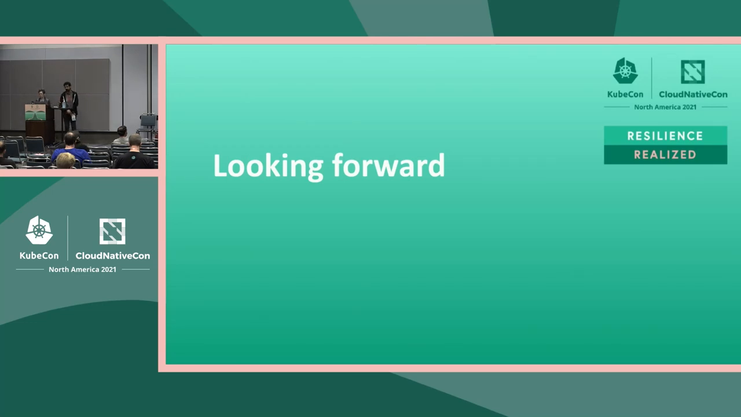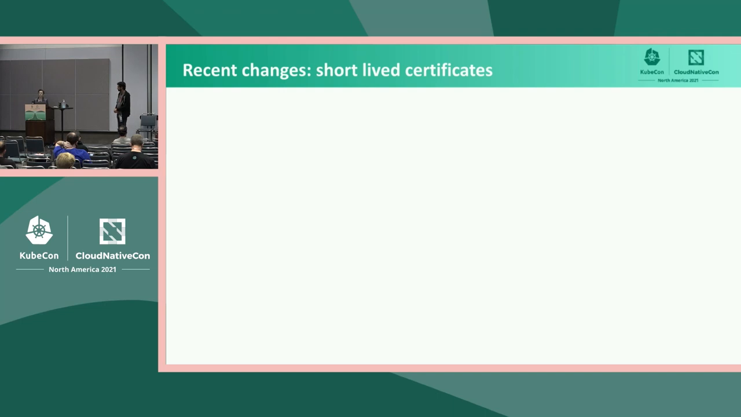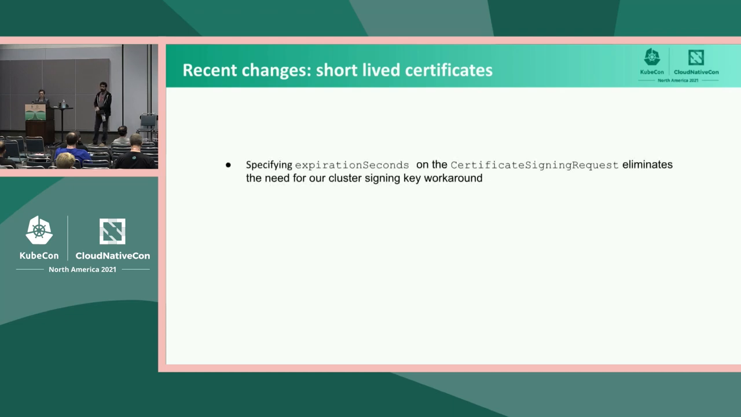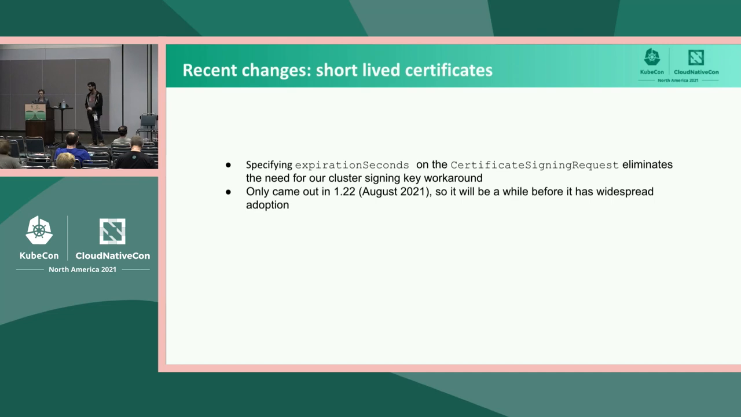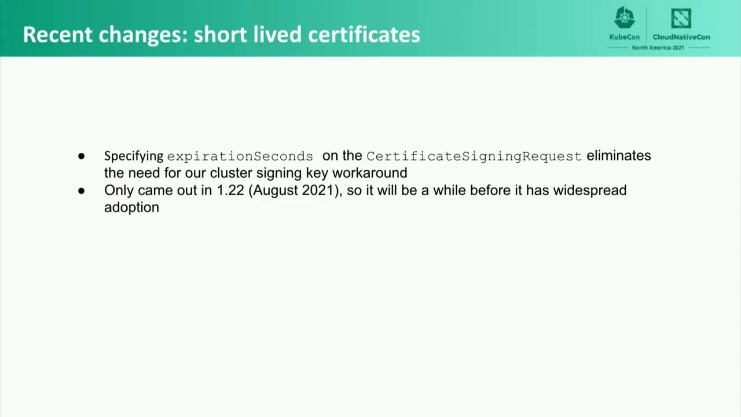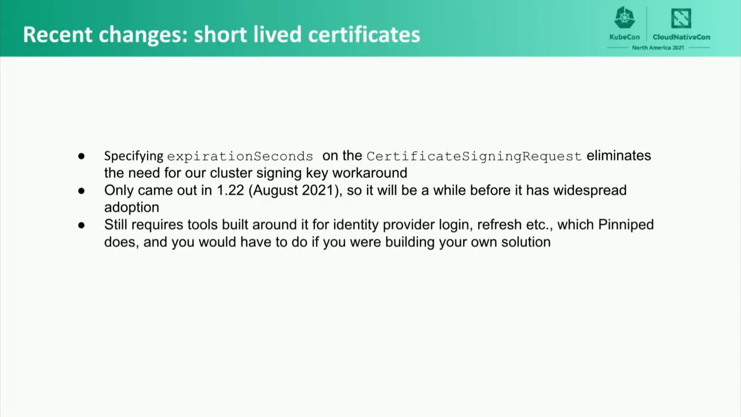So looking forward, we're hoping that one day these workarounds that we built are going to become obsolete. The ball is already rolling for certificates. Mo added expiration seconds to the certificate signing request API, which means that we won't need our cluster signing key stealing hack workaround, since we can request any length as short as 10 minutes. This only came out in 1.22 though, which is super recent. So it'll be a while before it has widespread adoption. And even then it won't work on EKS.